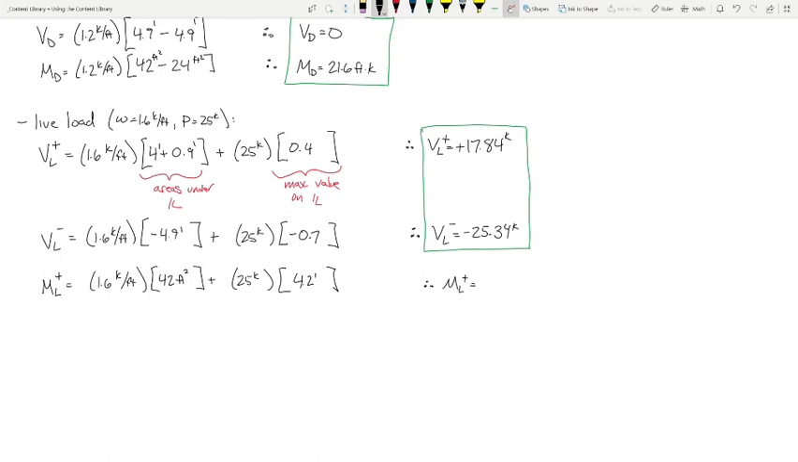And what is M L positive going to be? 172.2. Second. Okay. Now, what about M L negative?